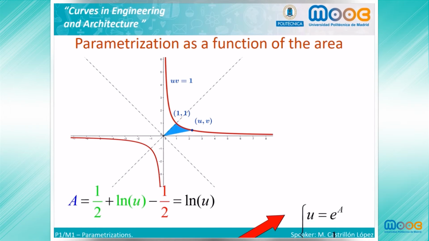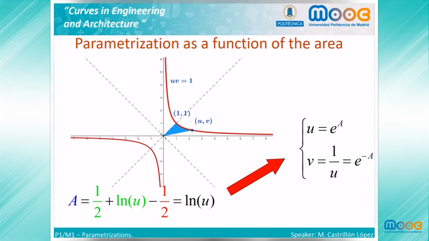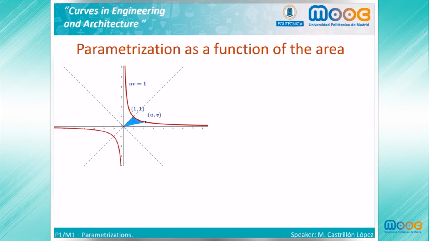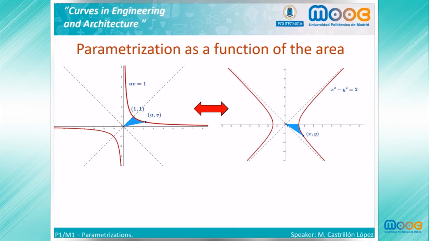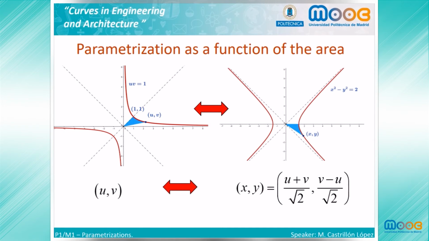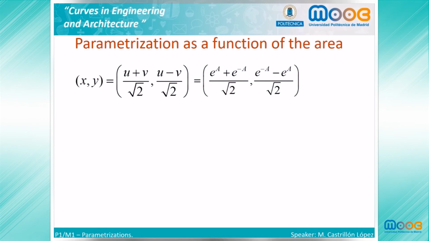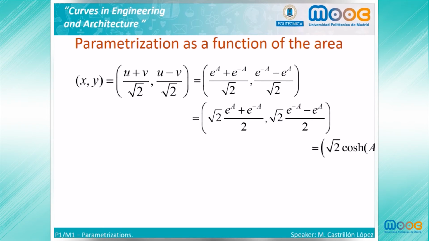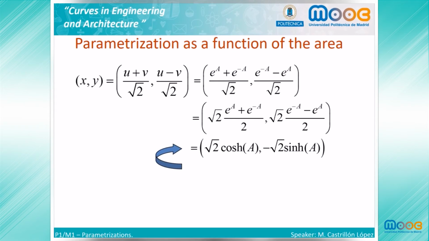From it, we obtain that u is the exponential of a, the area, and v, being its inverse, is the exponential of minus a. Rotating back to the original hyperbola, we get the expressions for x and y in terms of the area of the blue region. These expressions are combinations of exponentials, as those we have on the screen. These combinations are called the hyperbolic cosine and sine, following the spirit of the second parametrization of the circle before in terms of the area.